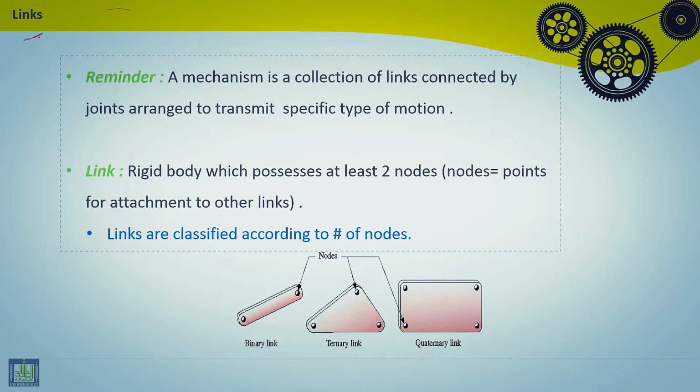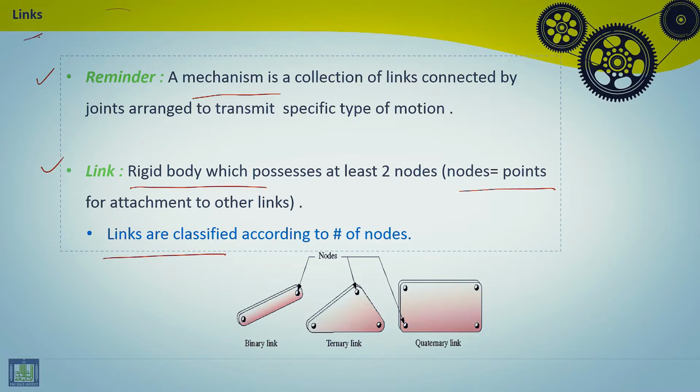How about links now? As a reminder, mechanism is really a collection of links connected by joints arranged to transmit specific type of motion. So link, it is a rigid body which possesses at least two nodes. Nodes are points for attachment to other links.